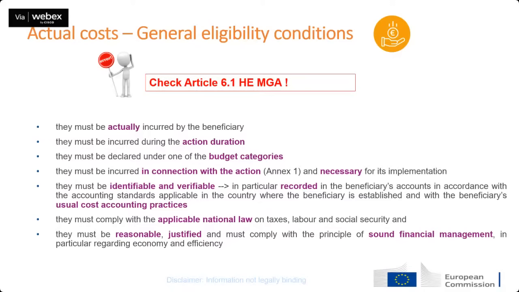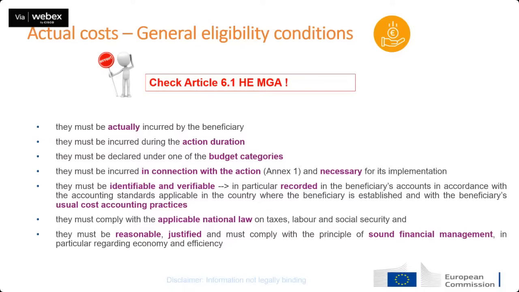So first of all, costs must be actually incurred by the beneficiary. What does it mean? It has to be genuinely and really incurred in the accounts of the beneficiary. It's not valid that it's an estimation or a budgeted cost. It has to be actually and genuinely borne by the beneficiary, and it has to be incurred during the action duration. Costs that happen before or after are generally not eligible, with few exceptions.